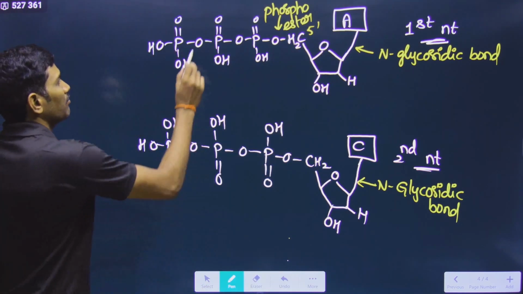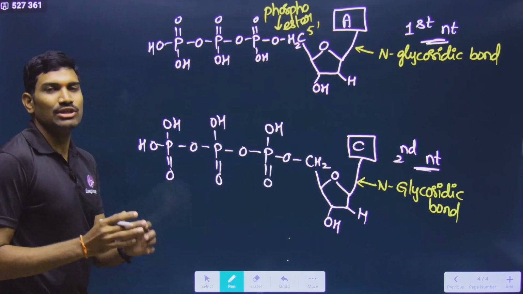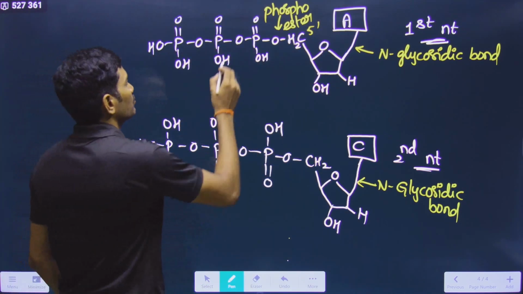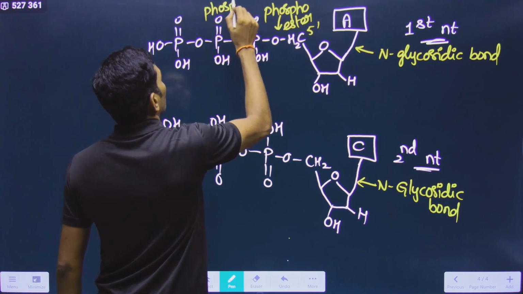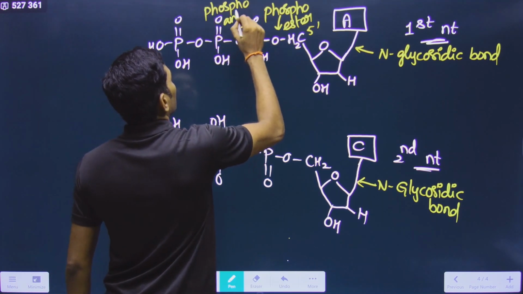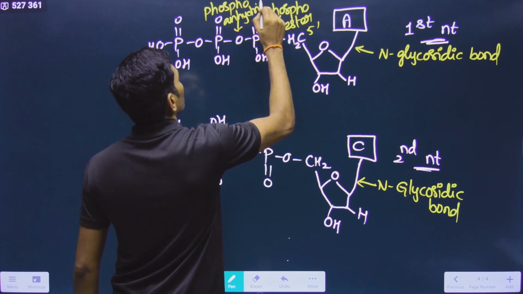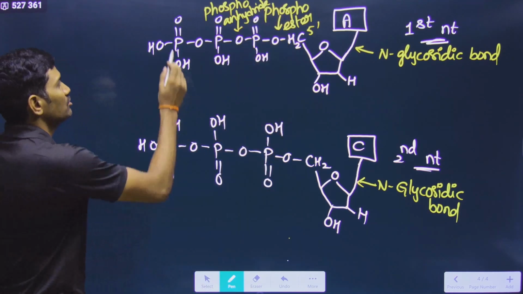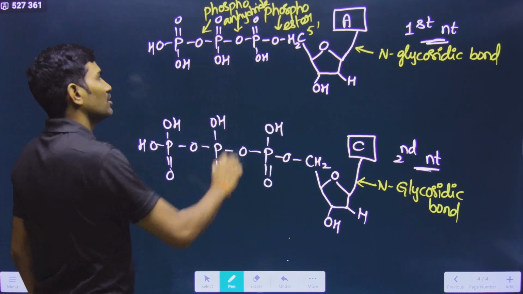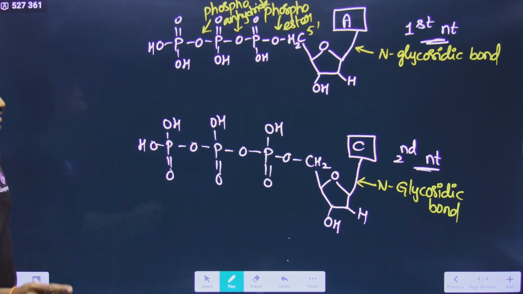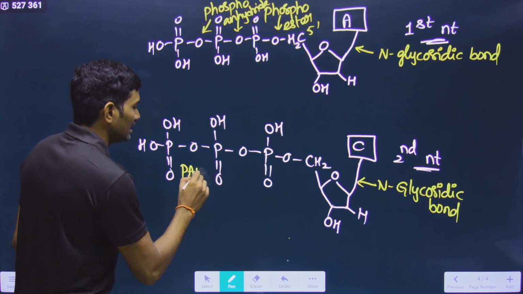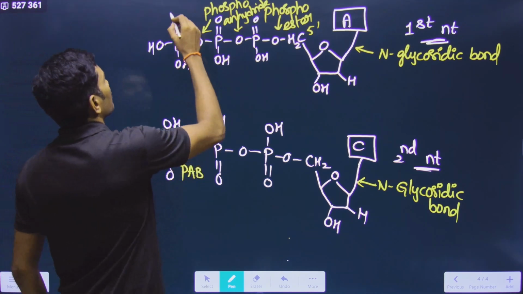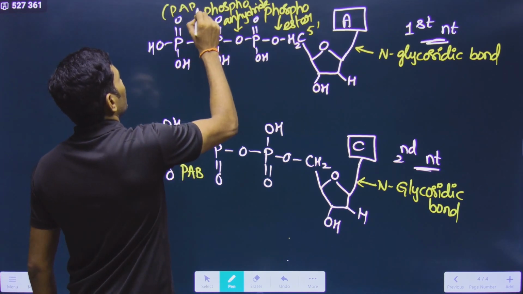Phosphoester bond. Between two phosphoric acids, between two acids, it is an anhydride bond. So which anhydride bond? It is a phosphoanhydride bond. This is also between two phosphoric acids. Same way here also, I am writing phosphoanhydride bond. PAB means phosphoanhydride bond.